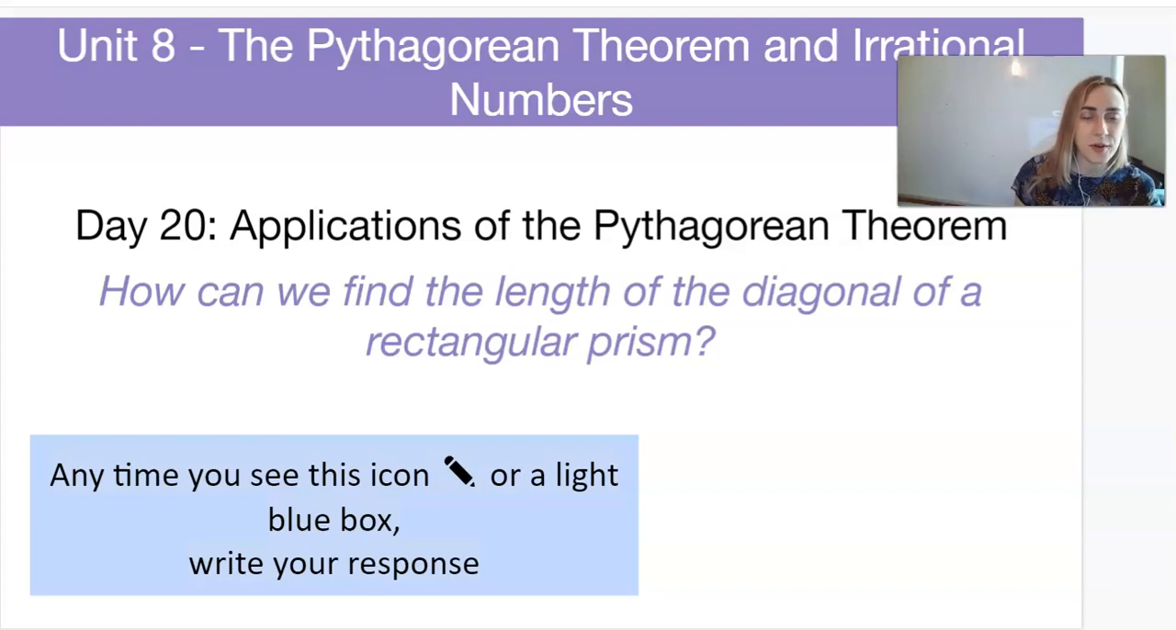Hello students, and welcome back to Unit 8, the Pythagorean Theorem and Irrational Numbers. Today we are working on applications of the Pythagorean Theorem, and we are answering the question, how can we find the length of a diagonal of a rectangular prism?